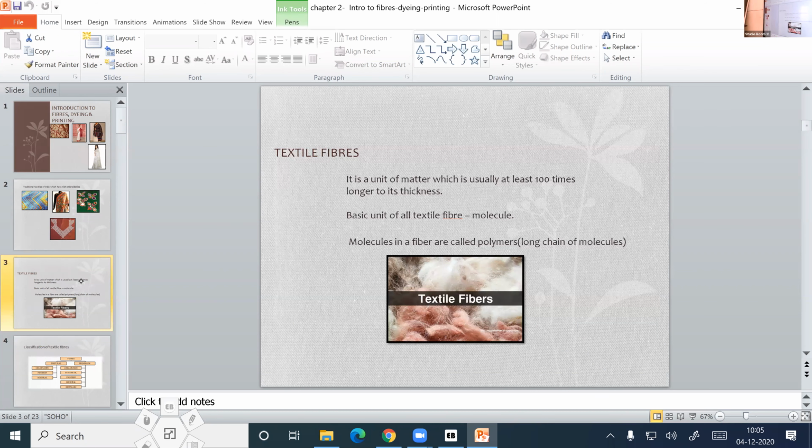Now, what is textile fiber? Who is going to tell me what is textile fiber? I forgot the names, so I'm checking all others. Yeah, Malavika, please tell me what is textile fiber. It is a unit of matter which is usually 100 times longer than its thickness. Okay. And Anna, what is the basic unit of textile fiber? Molecule is the basic unit of textile fiber. Sana, can you hear me? Yes, ma'am. Okay. Can you please explain what is textile fiber?